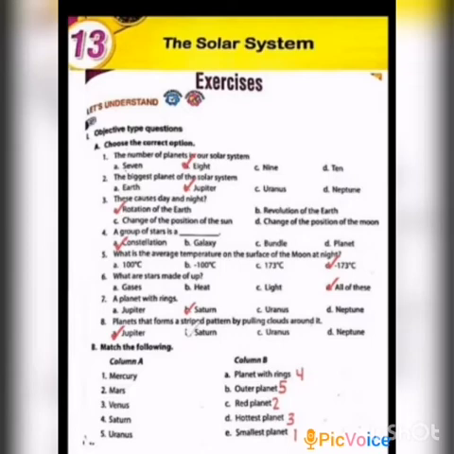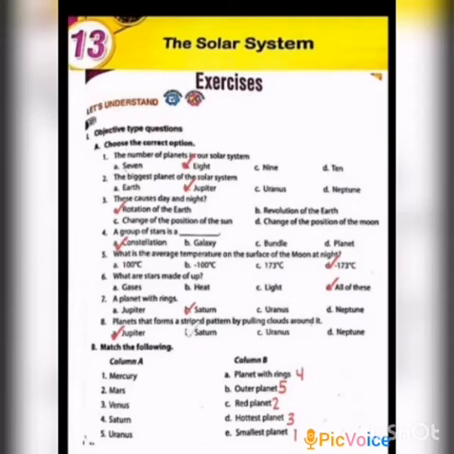Eighth one, the planet that forms a striped pattern by pulling clouds around it. A. Jupiter, B. Saturn, C. Uranus, D. Neptune. Answer A. Jupiter.